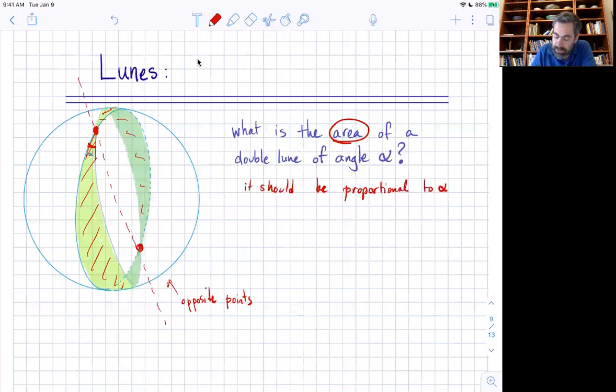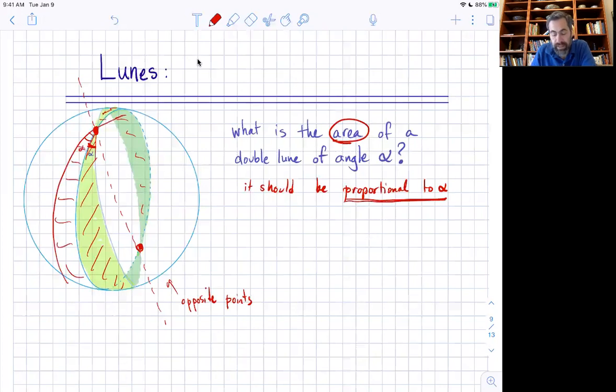And this is just common sense, I hope. If I have a loon of angle alpha and I take another copy of the same thing, rotated by alpha, it would look like this. Here's another loon, also of size alpha, right next to it. So they add up together to make a loon of angle 2 alpha, and it should have twice the area. And if I put 3 together, it should be 3 times the area. So when I multiply the angle by anything, I should multiply the area by the same thing. So that's what I mean by saying that it should be proportional to alpha.